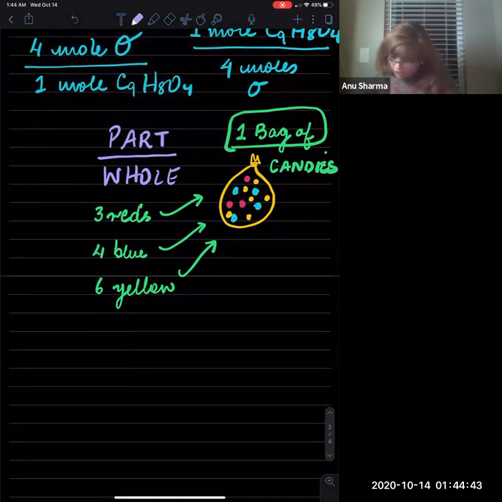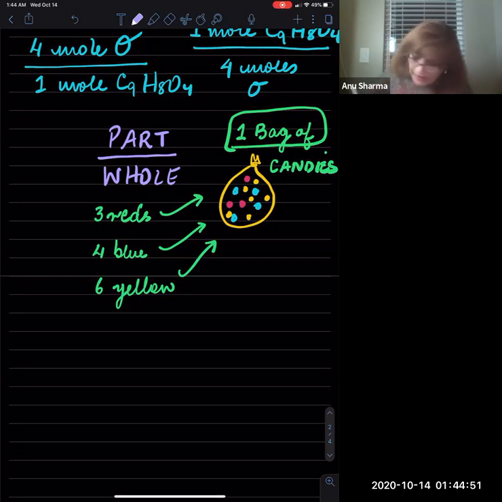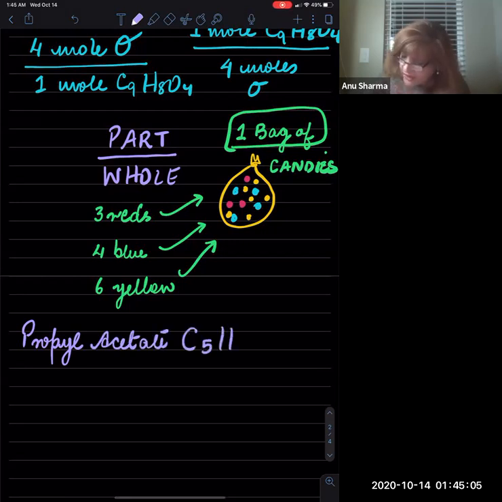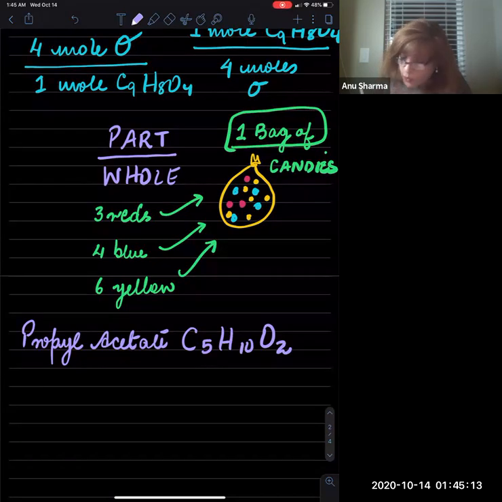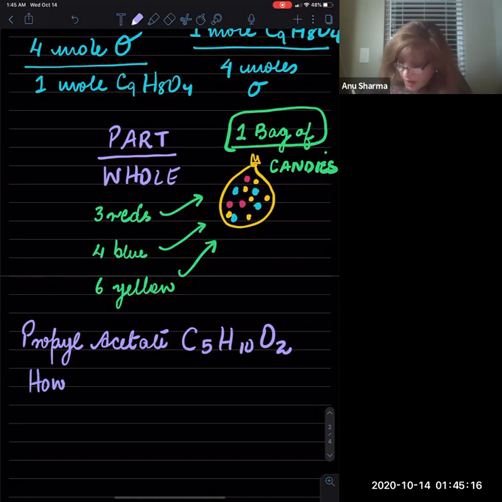One of the examples I'm going to take is from a different book. You are given propyl acetate, P-R-O-P-Y-L acetate, A-C-E-T-A-T-E, and the formula of this is C5H10O2. It gives the odor and the taste of pears. The question is, how many moles of carbon?